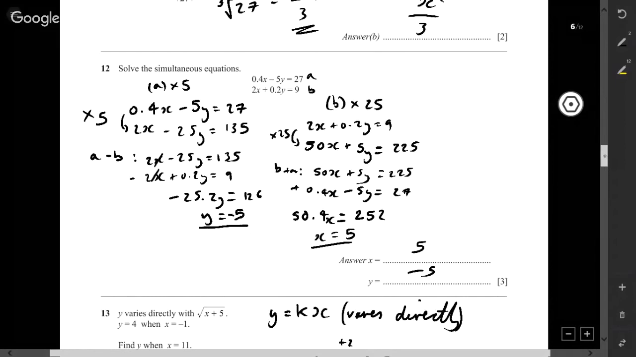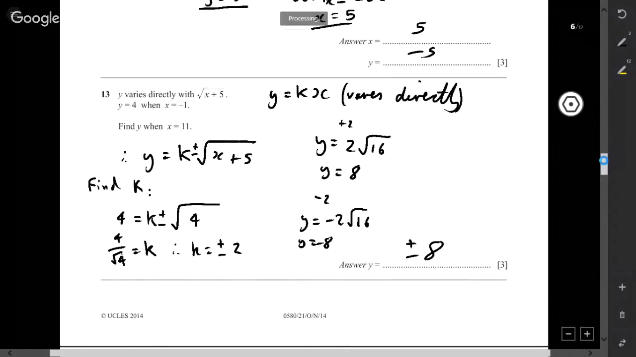We're going to do exactly the same thing for x, but this time, in order to make 0.2 into 5, so these cancel out, we have to times B by 25. So what I've done here is I've timesed B by 25, which has turned it into 50x plus 5y equals 225. So since we have a minus in A, we're going to add B to A. So B plus A is going to simply cancel these out so that it becomes 50.4x equals 252, and x also equals 5. And there is the solution to our simultaneous equations.